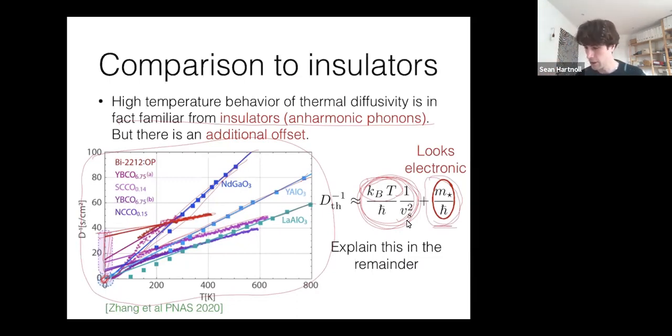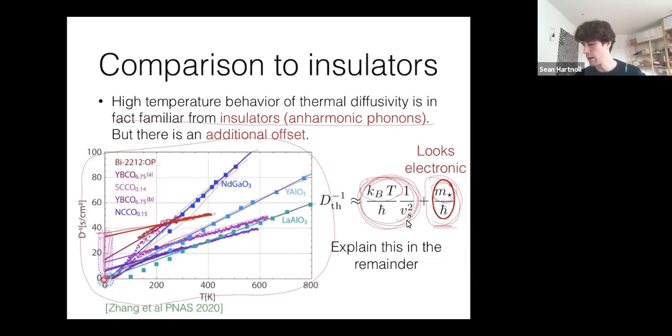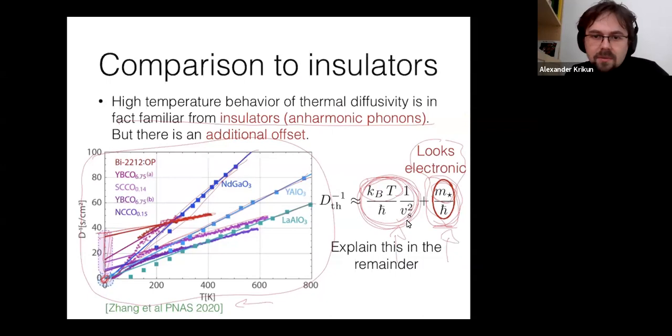And this constant, it turns out, is of order m star, the electronic mass. So this now looks a bit electronic. The kind of words in this paper are that there's some electron-phonon soup, and you shouldn't talk about it as either electrons or phonons, but some complicated thing. So in the remainder, I want to give a simple explanation for the sum of these two terms in terms of phonons.